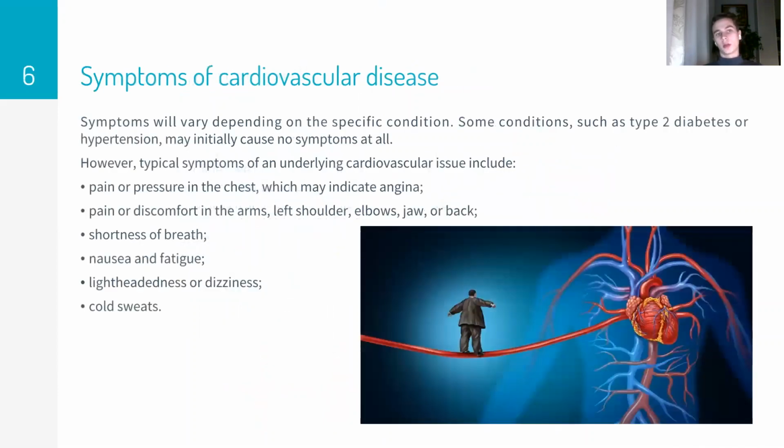So now I want to talk about symptoms of cardiovascular disease. Symptoms will vary depending on specific conditions. Some conditions, such as type 2 diabetes or hypertension, may initially cause no symptoms at all. However, typical symptoms of an underlying cardiovascular issue include pain or pressure in the chest, which may indicate angina, pain or discomfort in the arms, left shoulder, elbows, jaw, or back, shortness of breath, fatigue, dizziness, or cold sweats.